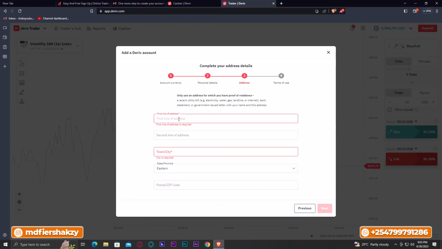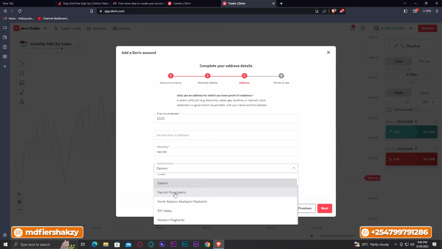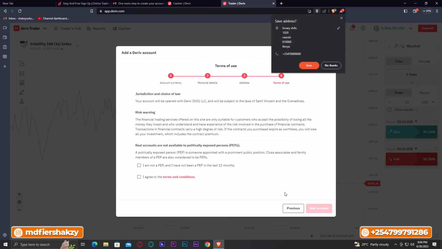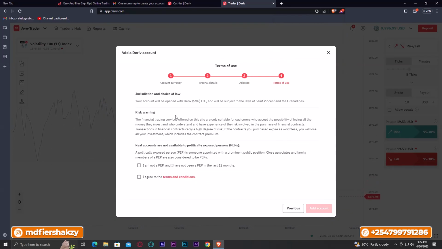Let me write 1020 what? Nairobi. Nairobi municipality code. I don't even know the code of Nairobi. Is it 0100? I didn't use Nairobi, so that's why I'm just writing things there. No thanks. And then jurisdiction by law, these are just terms. And then add account.